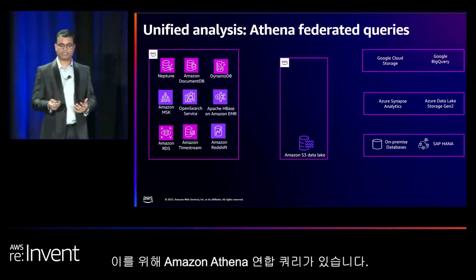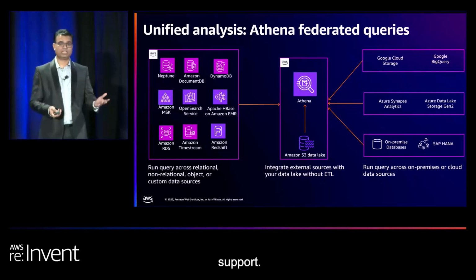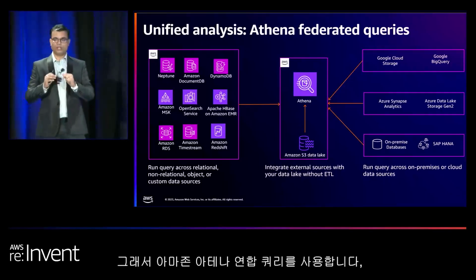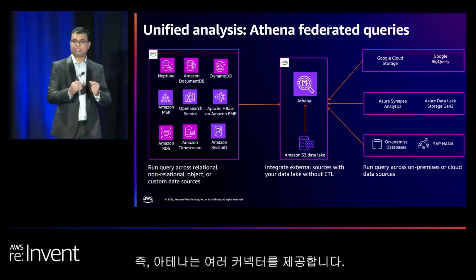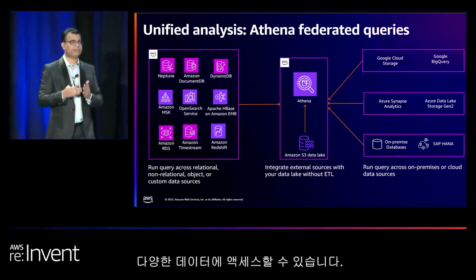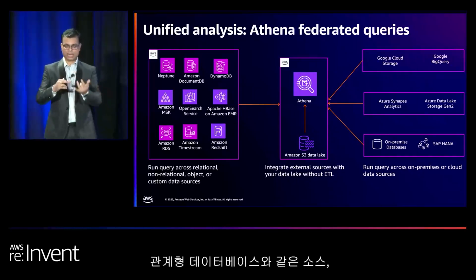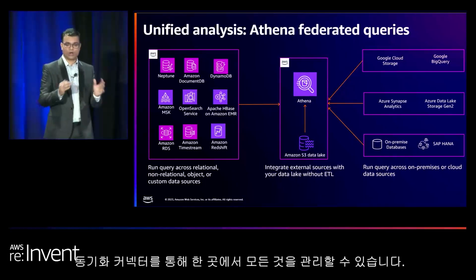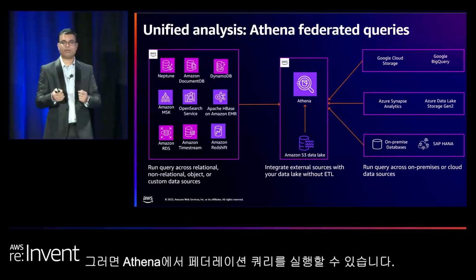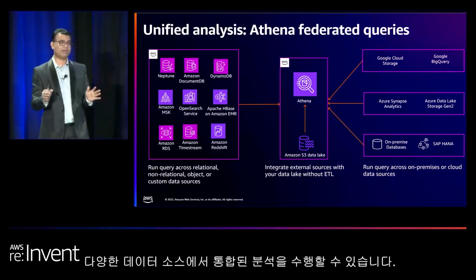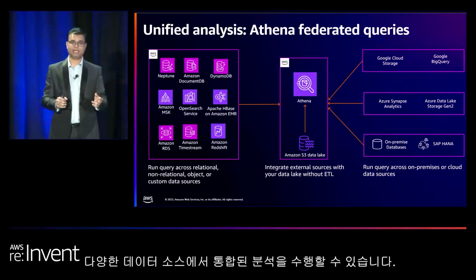So for that purpose, we have Amazon Athena federated query support. So with Amazon Athena federated query, Athena provides multiple connectors so that you can access a variety of data sources, like relational databases, non-relational databases, even your data lake, all right from one place through the connectors. And then you will be able to run federated queries from Athena so that you can join all this data from the variety of data sources and have unified analytics.